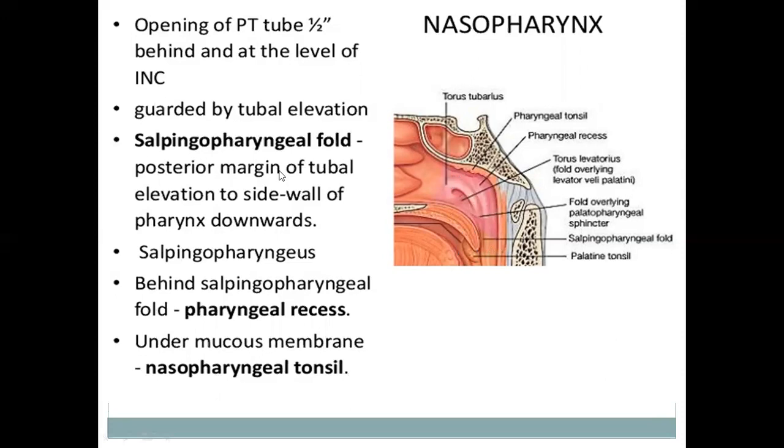So the salpingopharyngeal fold runs from the posterior margin of the tubal elevation to the side wall of the pharynx downward. This is the muscle of the salpingopharyngeus, which arises from the pharyngotympanic tube.